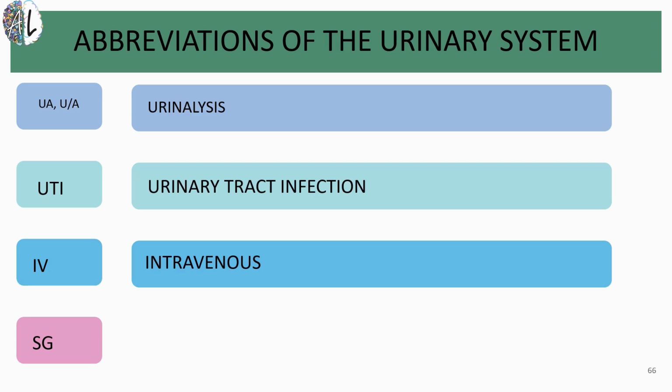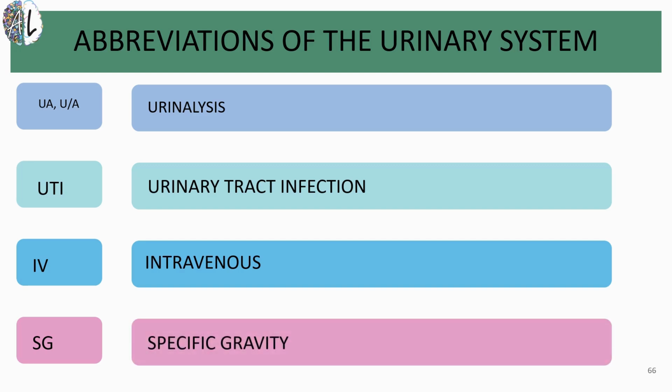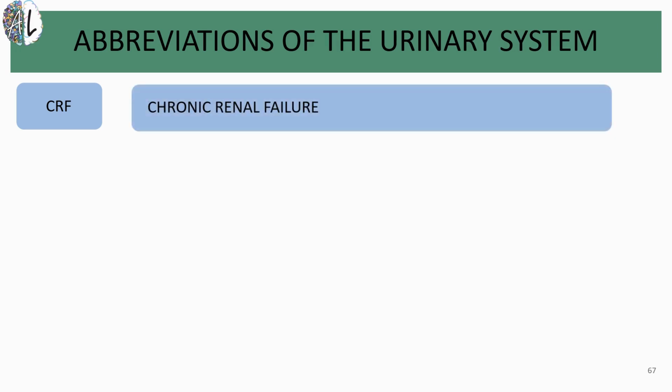Okay, SG, a capital SG is how you normally see this. This refers to specific gravity, which is how we look at water versus other components inside the urine. Our next abbreviation is CRF. See if you can find what this one means on that word list. All right, CRF stands for chronic renal failure.